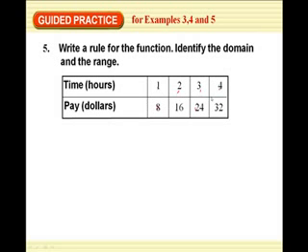So our pattern right here is in the time, the number of hours. Every hour you work, you get $8. So 8 times H equals D, your number of dollars. So there's my rule and my domain.